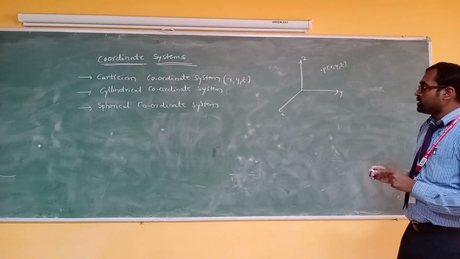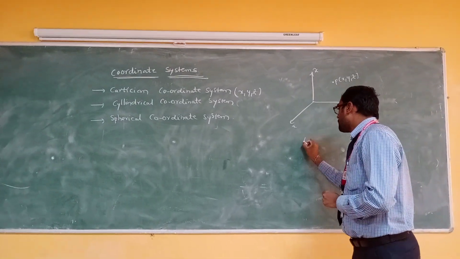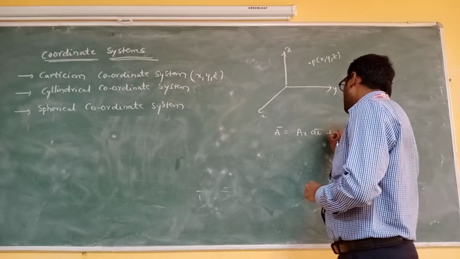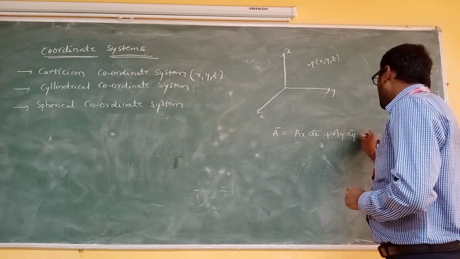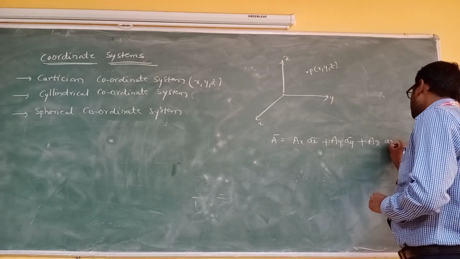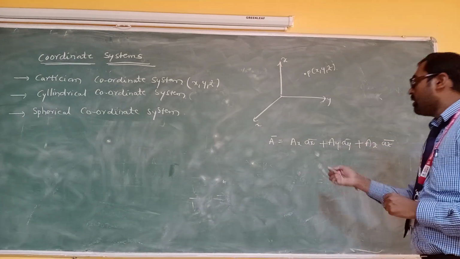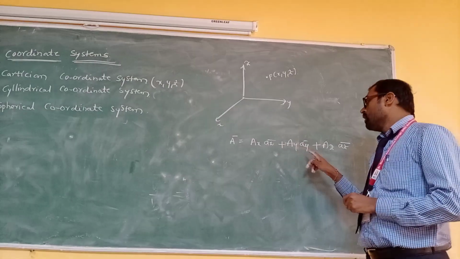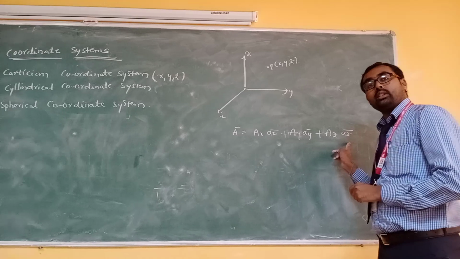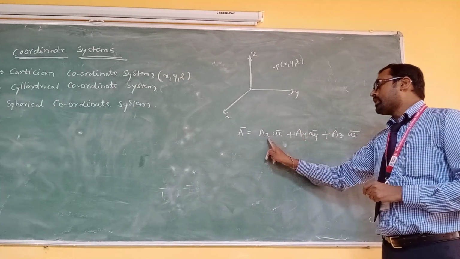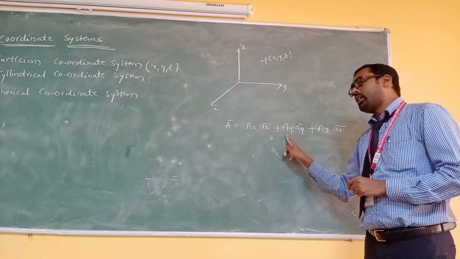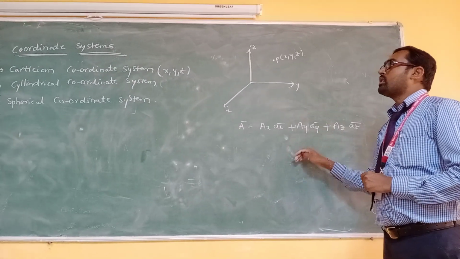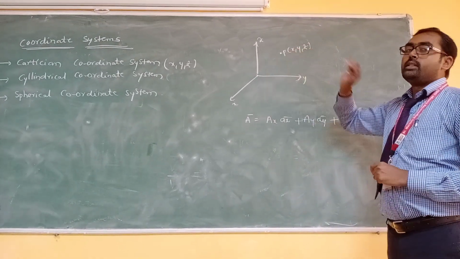Now, in the Cartesian coordinate system, the vector form is A bar equal to Ax ax bar plus Ay ay bar plus Az az bar. Here ax, ay, and az mean the unit vectors in the x, y, and z directions, and Ax, Ay, Az are the magnitudes in the x, y, and z directions. This is the representation of a vector in the Cartesian coordinate system.